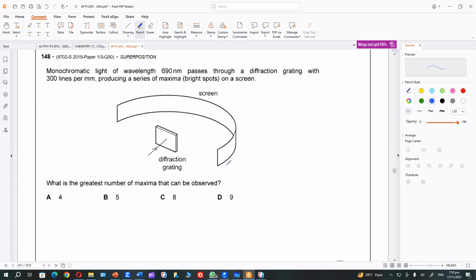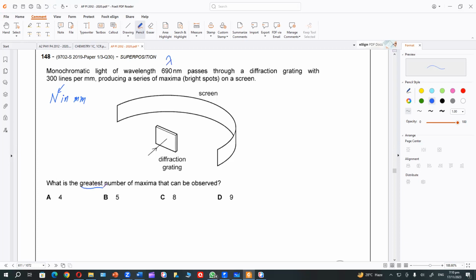Now, look at this one. Monochromatic light of wavelength 690 nanometer passes through a diffraction grating with 500 lines per millimeter. So this is basically N in millimeter. Producing a series of maxima on a screen. This is lambda. The greatest number of maxima.